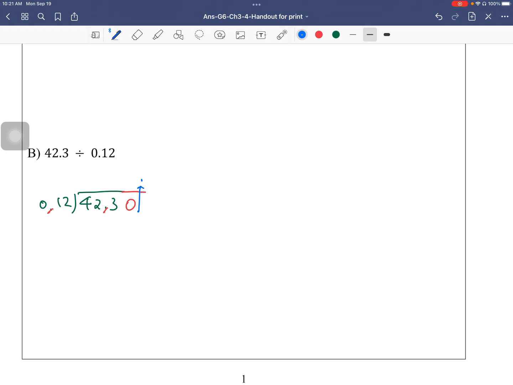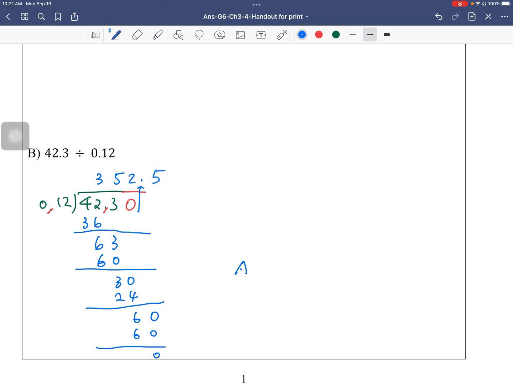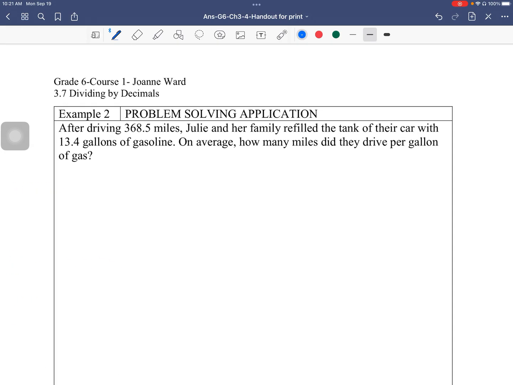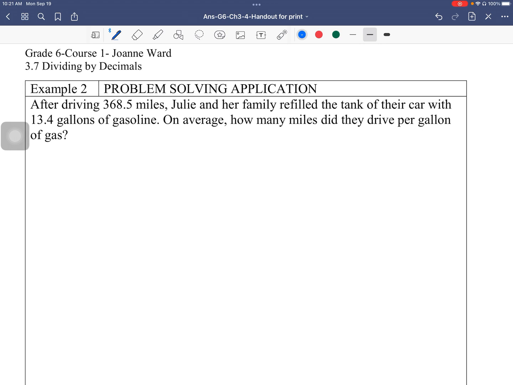So here 12, so this is 3, 36, 63, 5, 60, 3, 0, so this is 2, 24, 60, 5, 60. So the answer is 352.5. So that's the answer of this question. Okay, so later on I have this example.